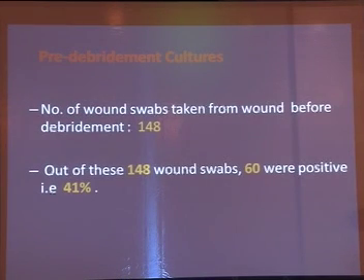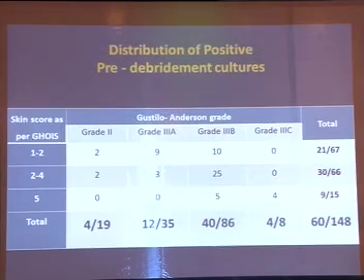Now, 148 pre-debridement cultures were taken, and out of this 148, 60 came as positive. These 60 cultures were distributed according to Gustilo grade and skin score as per Ganga Hospital open injury score. In Gustilo grade 2, 4 cultures became positive, in 3A 12, in 3B 40, and in grade 3C, 4 cultures became positive. Whereas for skin score of 1 to 2, 21 cultures became positive out of 67, for skin score of 2 to 4, 30 became positive, and for skin score of 5, 9 became positive.